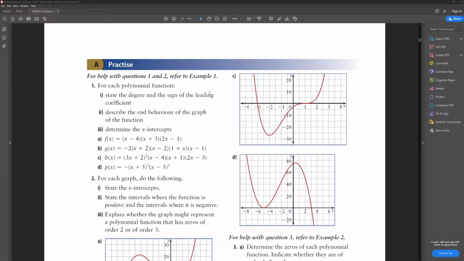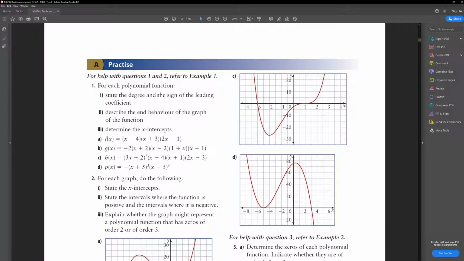Okay, let's move on to b. g of x is equal to negative 2, x plus 2, x minus 2, 1 plus x, and x minus 1. What is really important with these sort of questions is to always pay attention to things like this. For example, if it was 1 minus x, you could rewrite that as negative 1 times x minus 1. Therefore, that could easily change the reflection of the graph. But since we have 1 plus x, we could just rewrite it as x plus 1, and we're all good.